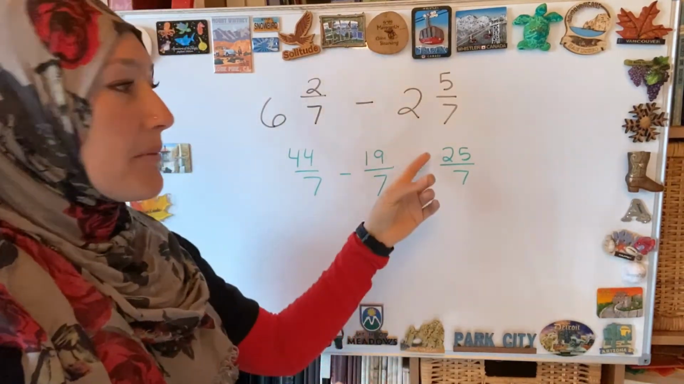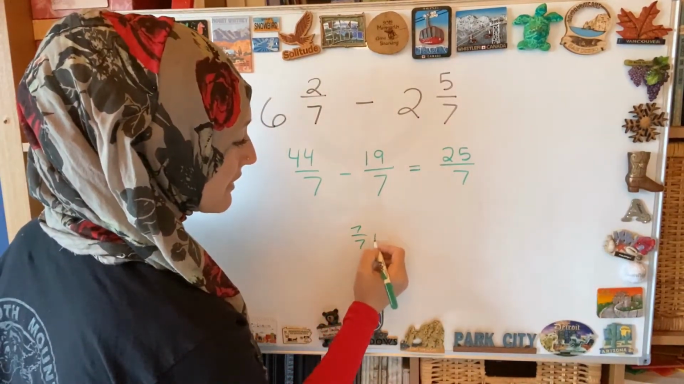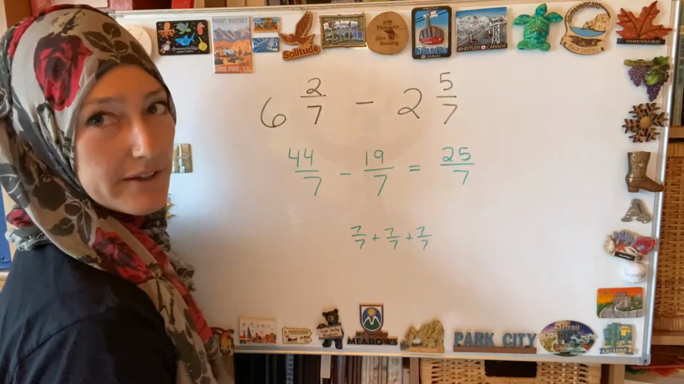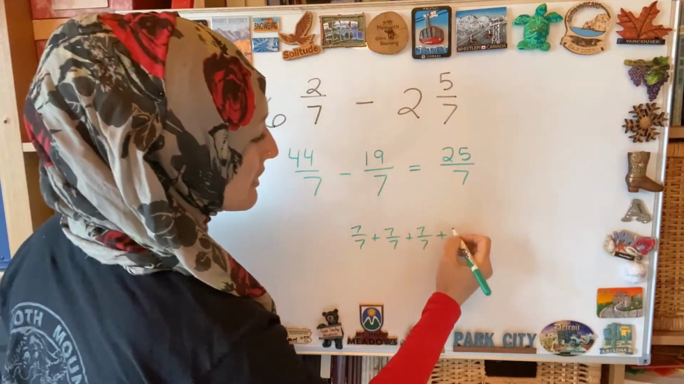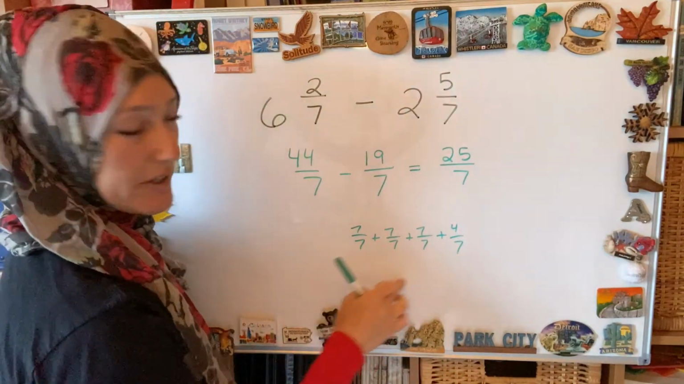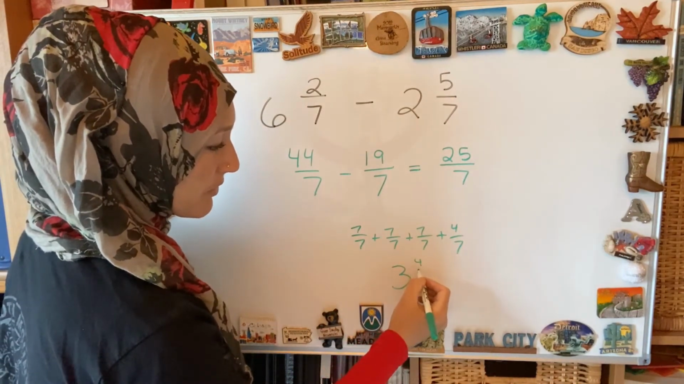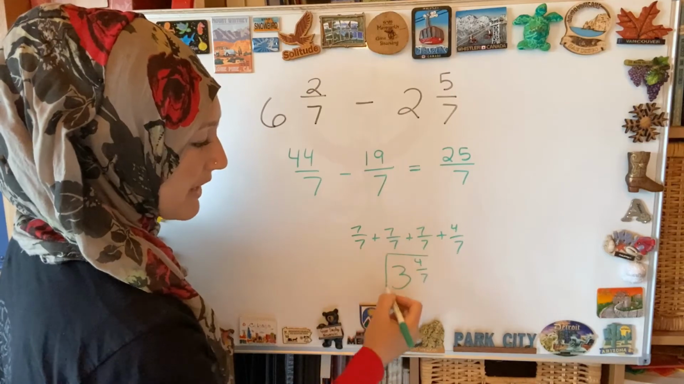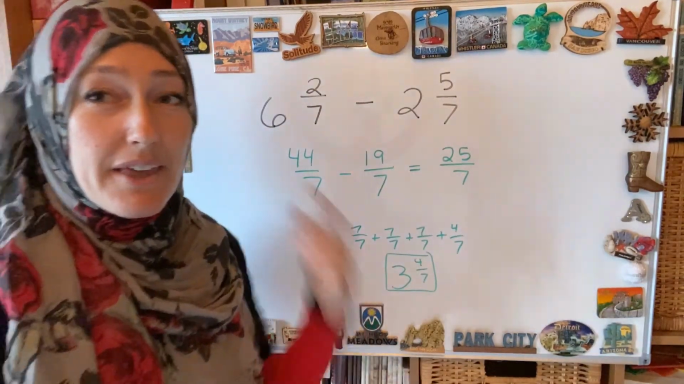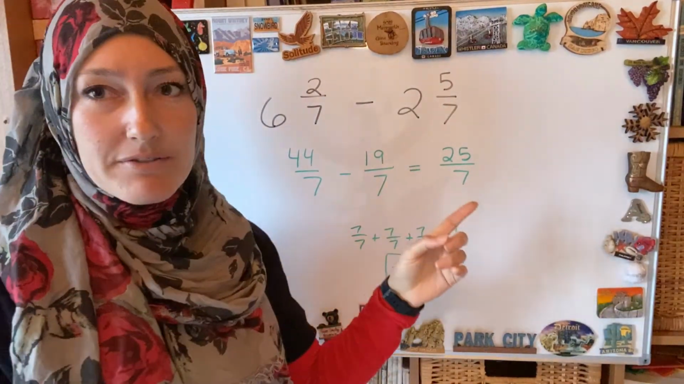Now all it is just regular subtraction of my numerators. If you need to do the work on the side of the page, not a problem, that's fine. This is going to be 25 over 7, and then the last step. So this one is easy at the beginning, but then you have to turn it back into a mixed number at the end. So the way I think of this is, how many wholes can I pull out of this? This is like saying there's 7 over 7, 7 over 7, 7 over 7. How many of those can I take away from 25?